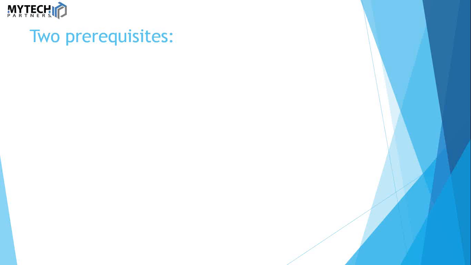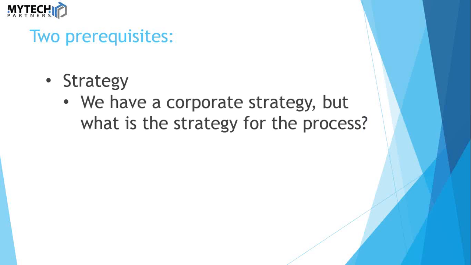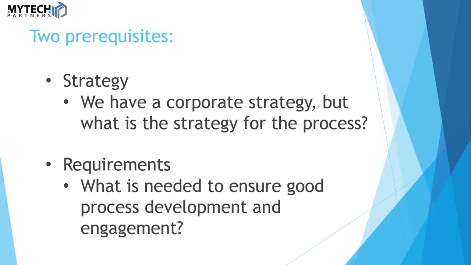So let's talk about what the prerequisites are for a good core process strategy. The corporate strategy, as I mentioned, we have out there with Traction that drives the overall company. But what's our strategy for the actual process? How do we implement a process? And the other idea is, what are the requirements of the organization? What do we need to make sure we get good process development and engagement? If we address these 2 prerequisites, we are on our way to process development and engagement.